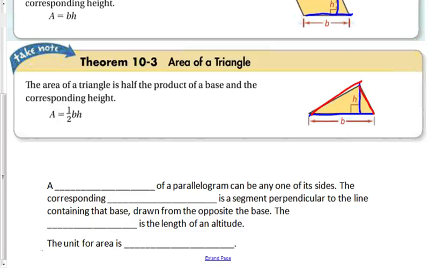looking down here, the base of a parallelogram can be any one of its sides, but then the corresponding altitude, we've learned altitude before, is a segment perpendicular to the line containing that base, drawn from the opposite side of the base. And the height is the length of this altitude. I kind of described that before. The height, though, is the length of that altitude.